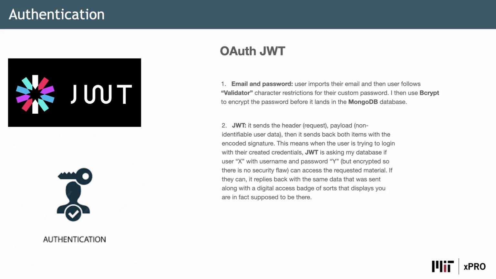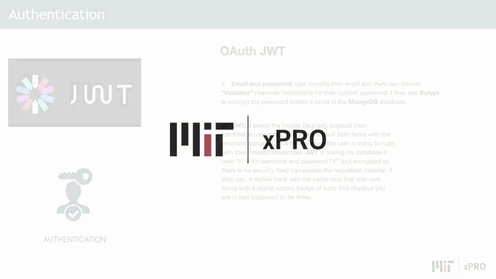JWT is asking my database if user X with username and password Y, but encrypted, so there's no security flaw, can access the requested material. If they can, it replies back with the same data that was sent, along with essentially a digital access badge of sorts that displays that this user is in fact supposed to be accessing this information.